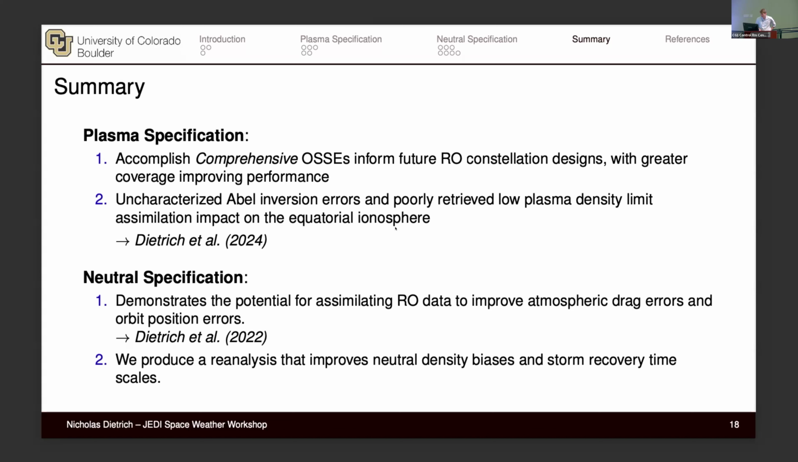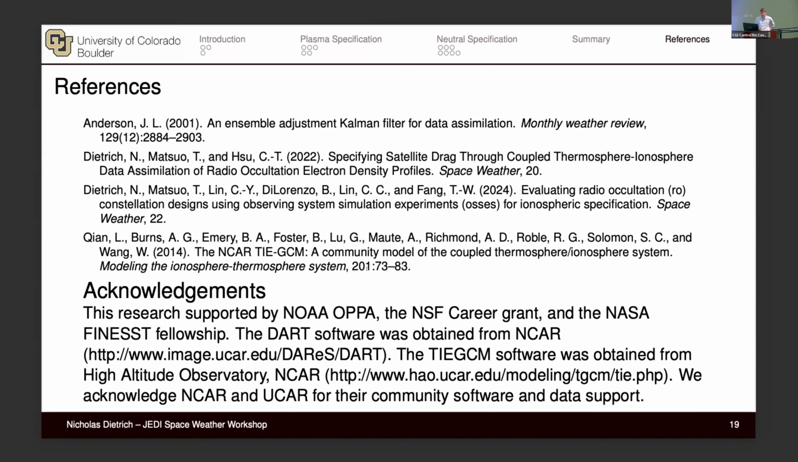And for neutral specification, we have demonstrated the ability to use these RO EDPs to improve atmospheric drag errors and orbit position errors, and then also produce a reanalysis of this event that can improve these biases and the storm recovery. But also, I just want to note that there's still way more work, and a lot of us uncover limitations of our models that we really need to improve in biases and how to actually ingest variability into our models to improve observation agreements and get more realistic background covariance structures that are so critical in this strongly coupled data assimilation approach. And with that, I'll take any questions.